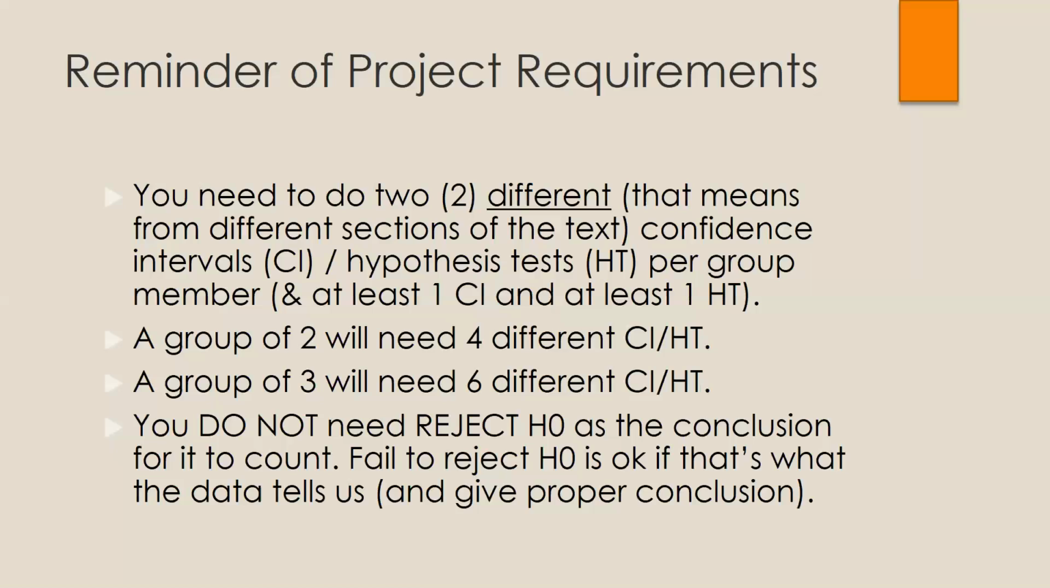So a group of 2 students will need at least 4 different confidence intervals or hypothesis tests, and a group of 3 students will need 6 different confidence intervals or hypothesis tests. And note that you do not need to reject H0 as the conclusion for it to count as a test. Sometimes in real life we get a fail to reject H0 and we did all the work. So that would count. If you get a fail to reject H0, just give the proper conclusion.